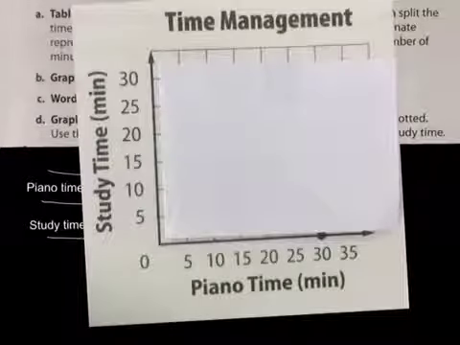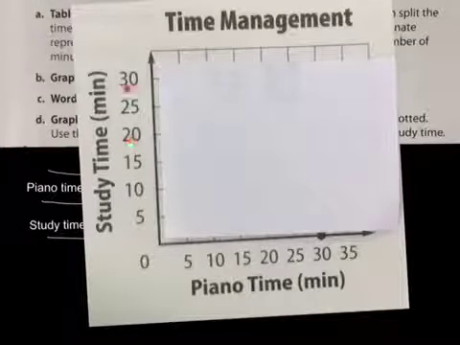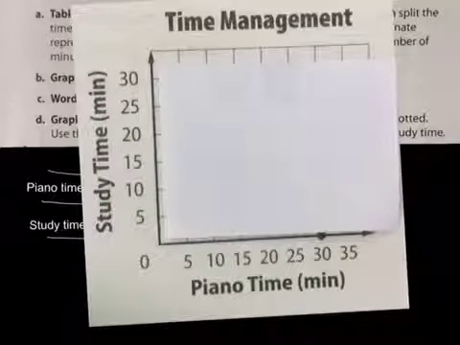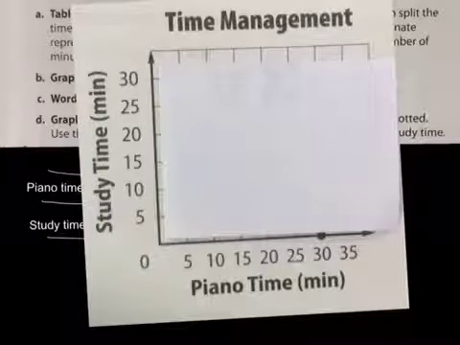Make sure that when you draw your graph to always include the title. So I included time management here. You have your y-axis and your x-axis. One is study time and the other one is piano time. Okay, and you are comparing them by the increments that we use: 5, 10, 15, 20, 25, 30, and so on. Okay, go ahead and make your graph just like this, and you plot your points where you think they go.